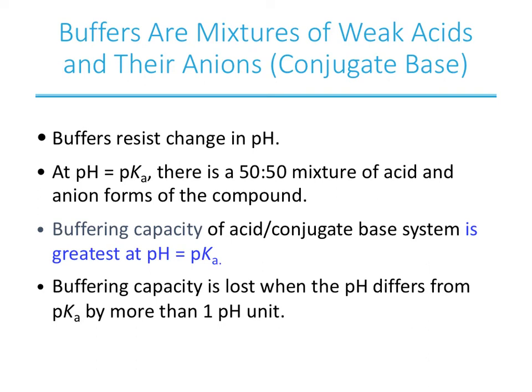Buffers are very important in biochemistry. They are mixtures of weak acids and their conjugate bases. Buffers resist changes in pH. When the pH equals the pKa for a particular weak acid, there is a 50-50 mixture of the acid and its conjugate base form. The buffering capacity of an acid conjugate base system is greatest when the pH is equal to the pKa, and it's lost when the pH differs from the pKa by more than 1 pH unit.